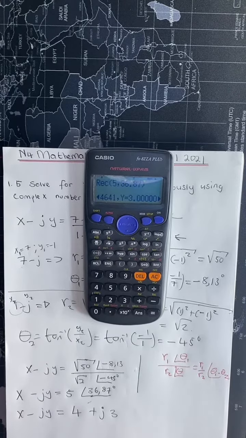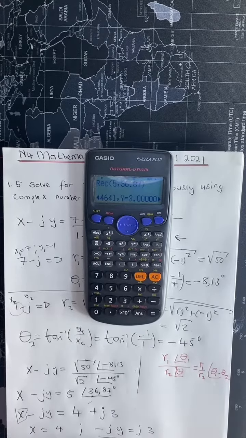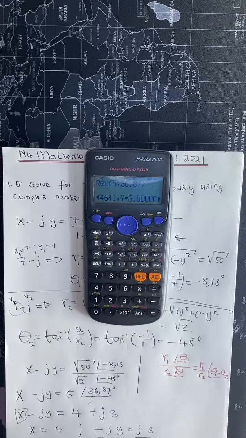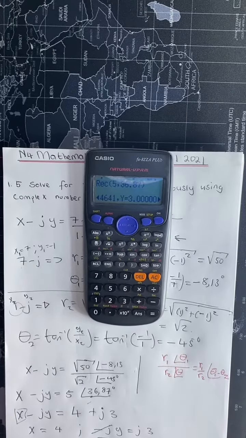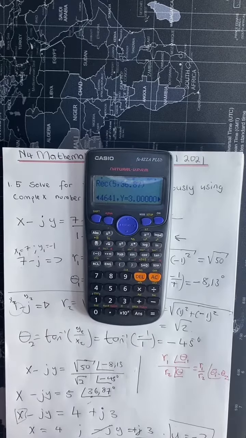So from here let's compare the left hand side with the right hand side. So x will be equals to 4, and that part we have negative j, y is equals to j 3. We divide both sides by negative j, so that negative j will cancel out with that negative j, and the j will cancel out with that j, and y will be equals to this positive divided by that negative will be negative 3. So y will be equals to negative 3, and x will be equals to 4.